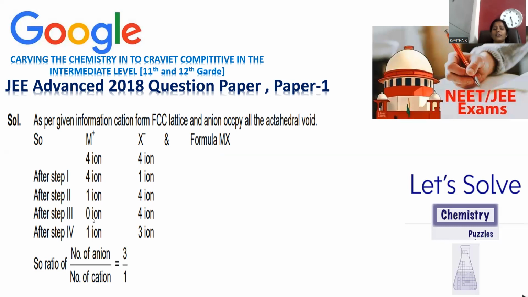Step number 3, 0 ions of M plus are there. 4 ions of X minus are there. Step 4, 1 ion of M plus and 3 ions of X minus are there. Right? Finally, 1 cation and 3 anions are located. The ratio anion by cation, where finally we have 3 anions by 1 cation. 3 by 1 is nothing but 3 only.